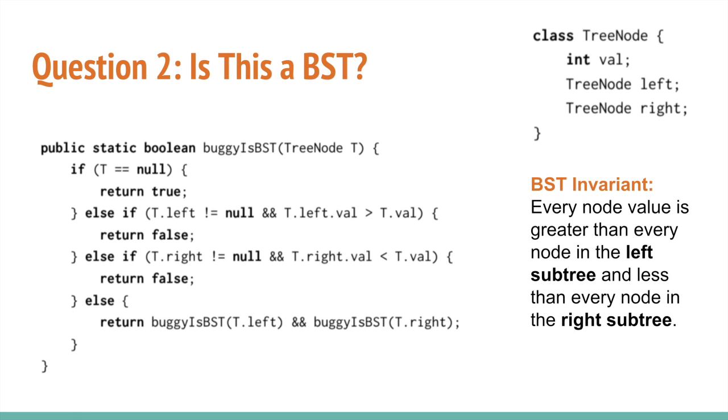The first part of question 2 asks us to determine if the following method will properly return if a tree is a binary tree, and it does so by checking if the value of a node is greater than its left child and less than its right child.